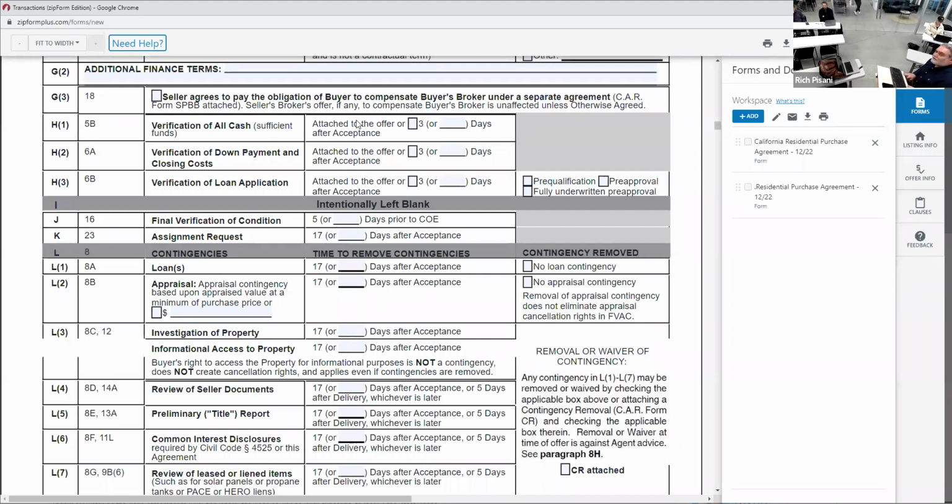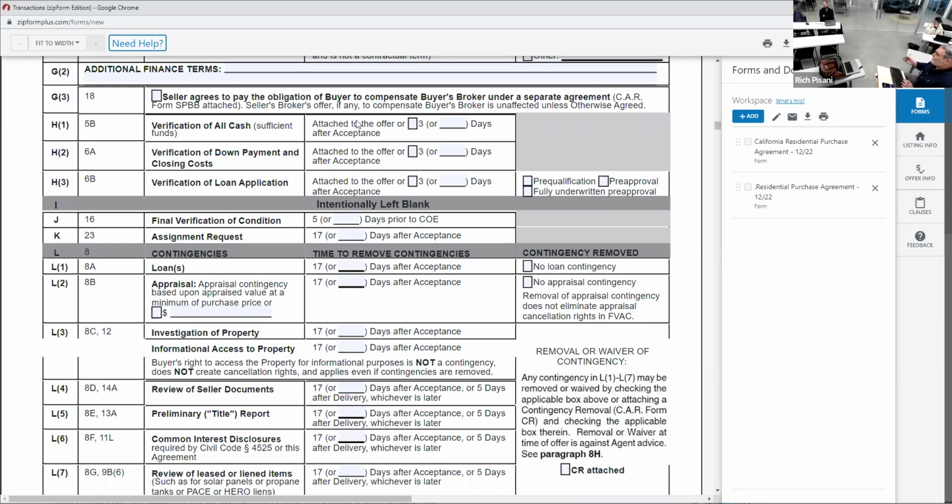Assignment. What's an assignment? An assignment is when the contract is written with buyer A. The buyer can always assign this contract to somebody else. Meaning, now there's a whole new buyer, but under the same contract.